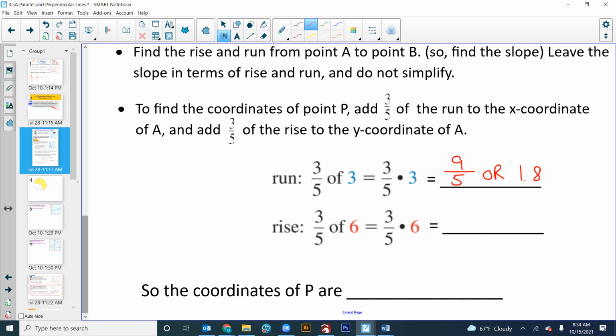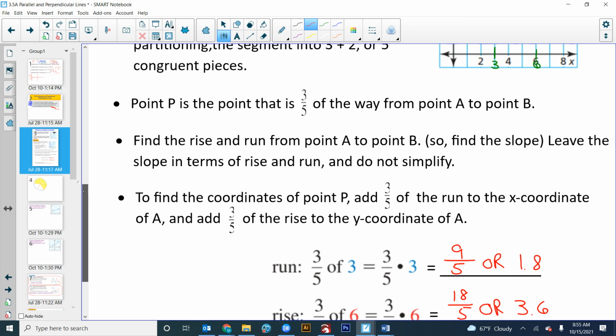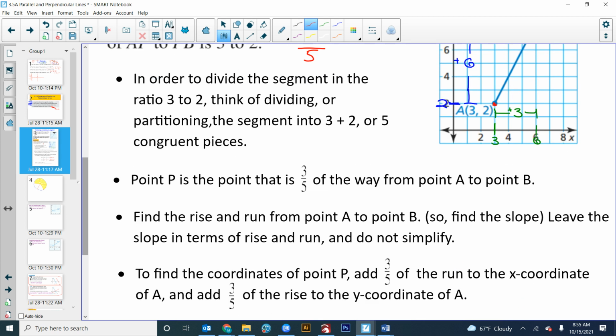What's 3/5 of the vertical change? What's 3/5 of 6? 18/5, which is 3.6. Is that a y value of 3.6? No, it's up 3.6 from A. Well, A was at a height of 2. What's up 3.6? 5.6. Okay.